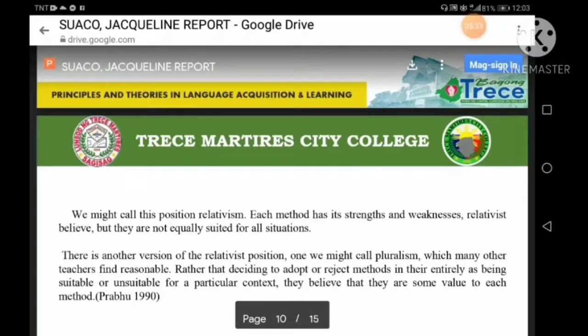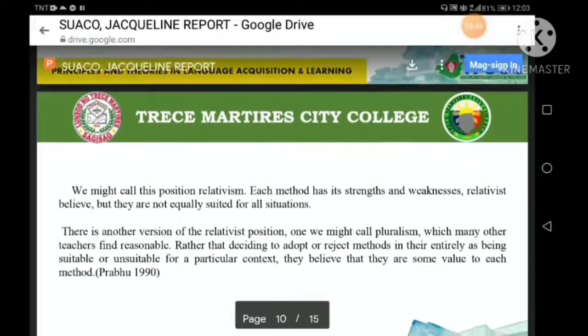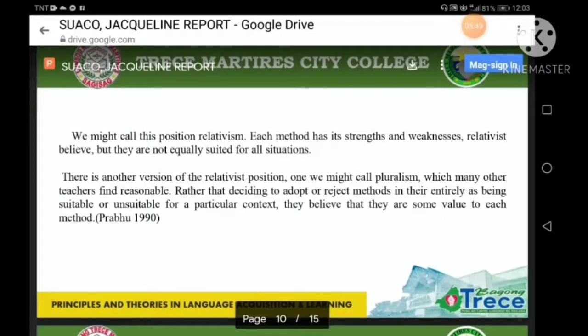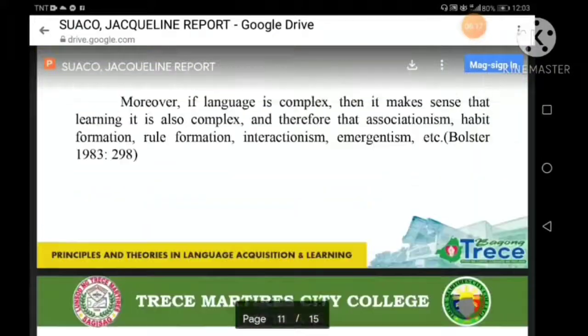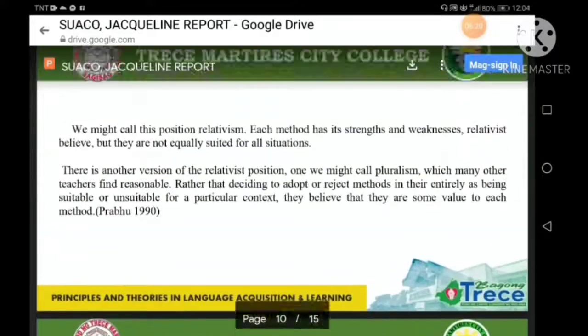We might call this position relativism. Each method has its strengths and weaknesses, relativists believe, but they are not equally suited for all situations. Also, there is another version of the relativist position, one we might call pluralism, which many other teachers find reasonable. Rather than deciding to adopt or reject methods in their entirety as being suitable or unsuitable for a particular context, they believe that there is some value to each method, by Prabhu 1990.